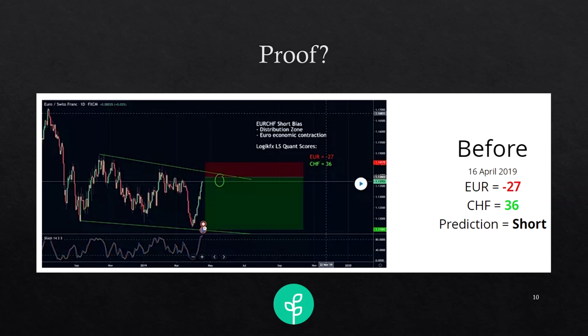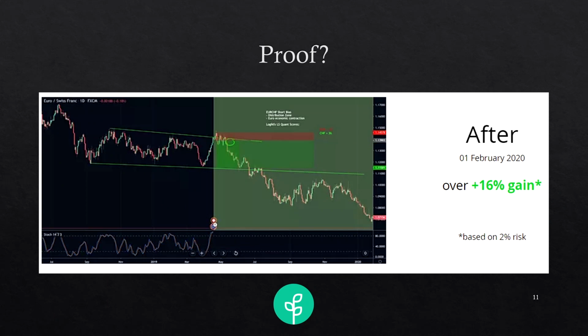The score for Euro was -27, and for Swiss franc it was +36. And overall, with a combination of other things in the background that we'd cover in the masterclass series, we were able to predict a massive downside move here. It goes to really show how powerful a currency strength meter is when you're using it properly with fundamentals, with technicals, with COT, with all the things covered that we actually teach you here at Logikfx. This one in particular was a 16% gain based on a 2% risk, and it just shows how powerful it actually is. What about another one?